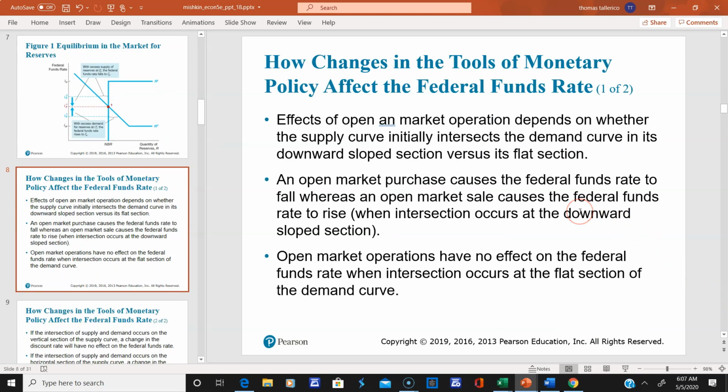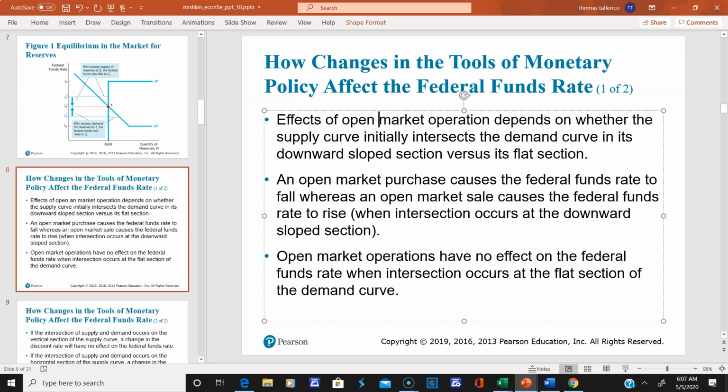All right, so effects of open market operations. The effects of open market operations will depend on whether the supply curve initially intersects the demand curve. And an open market purchase causes the Fed funds rate to fall, whereas an open market sale causes the Fed funds rate to rise.